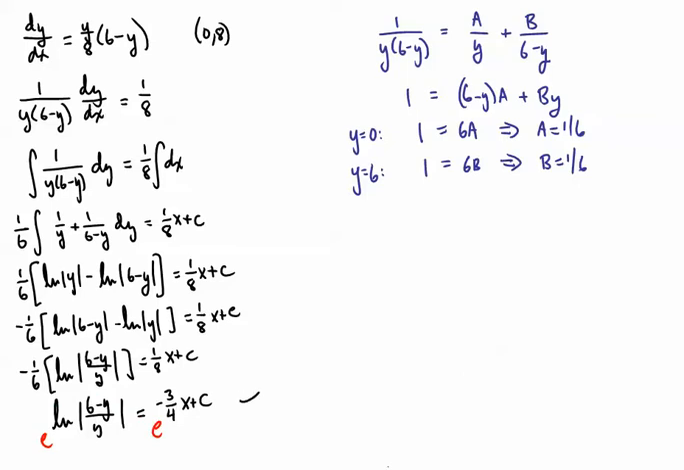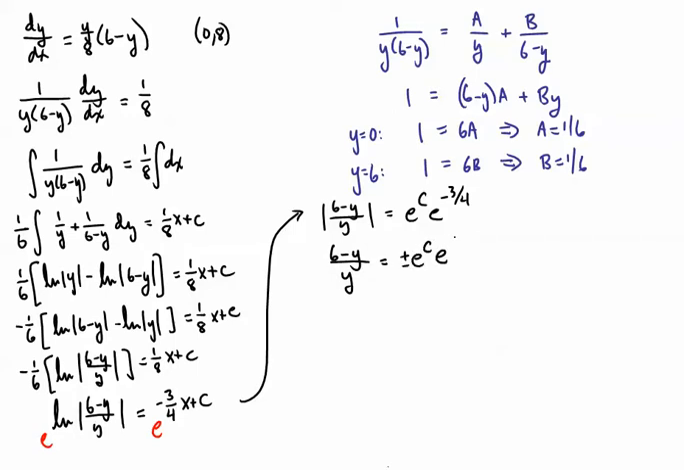And when I do that, I end up with absolute value of 6 minus y over y is equal to, recall that multiplying two numbers with the same base, we add exponents. So when I see the added exponents, I can rewrite that as e to the c times e to the negative 3/4 x. And e to the c is just a constant. So after I take away the absolute value, I will add the plus or minus to the other side. And I can take out the whole plus or minus e to the c and simply replace that with c. So that is really just c times e to the negative 3/4 x.